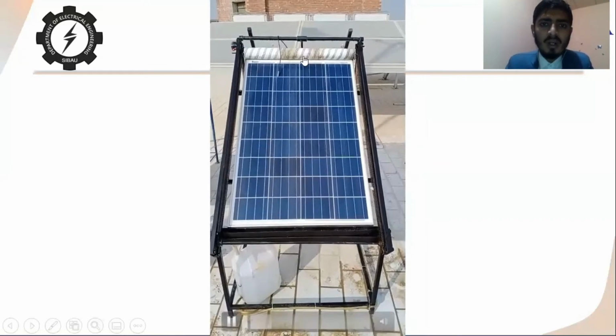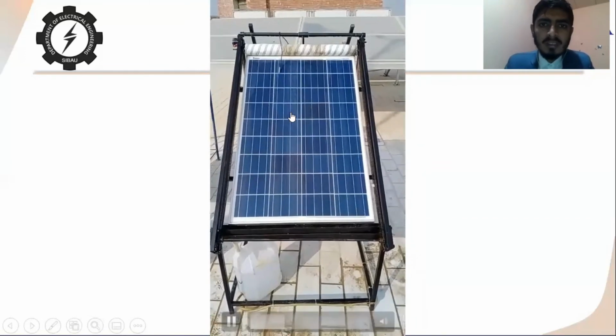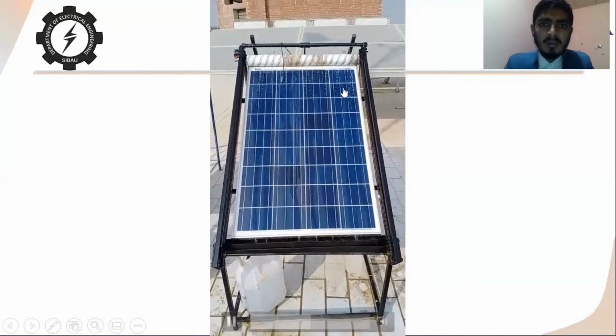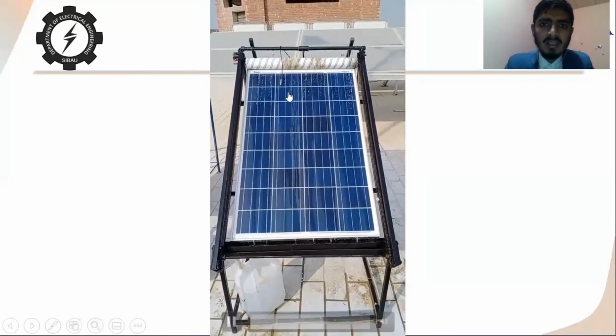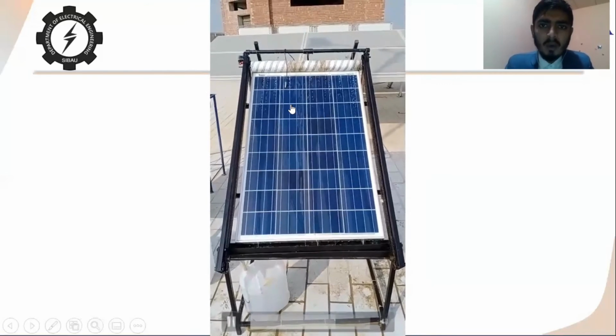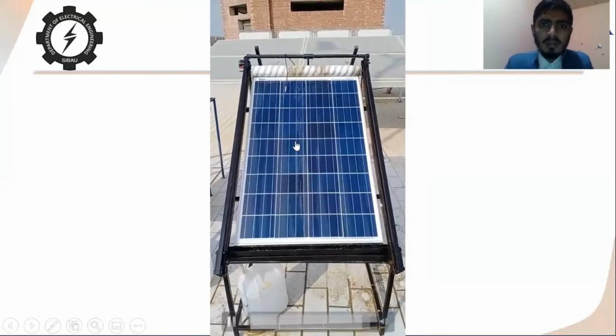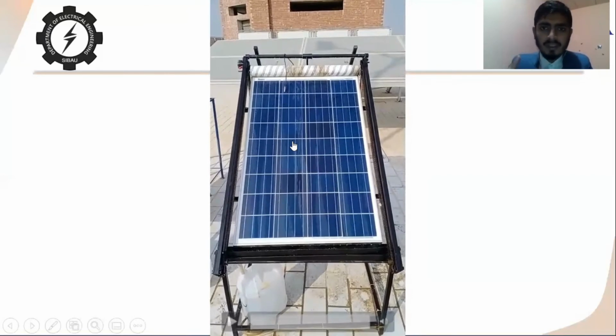Basically, this is the video of the cooling system. This is the temperature sensor. When the temperature exceeds the limit, the cooling system is operated. Whenever the temperature reduces, the pump automatically stops.